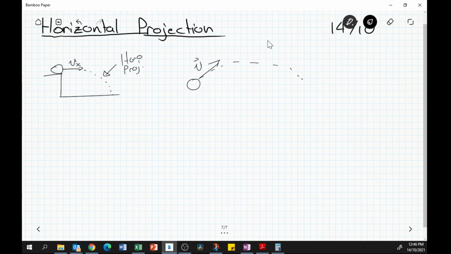This is not horizontal projection, okay? This is horizontal projection. This is not. This is projection at an angle. We will do that next lesson, okay? They are different. Not significantly, but the formulas we use and the logic we use is different, for a key reason: horizontal projection is not symmetrical. Projection at an angle is symmetrical from the point we are at, the peak of our drop.